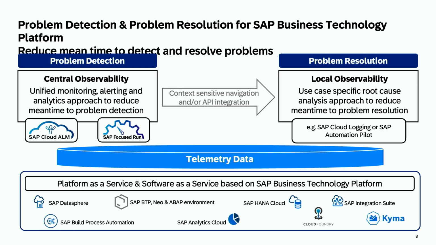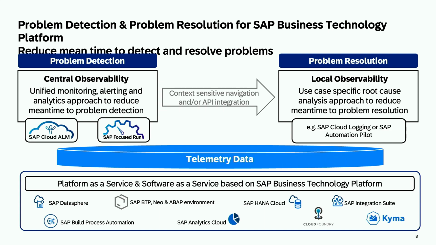First of all, it is important to distinguish between problem detection and problem resolution. For problem detection, we use central observability with SAP Cloud ALM, potentially in combination with Focused Run. For local observability, meaning problem resolution, where we go deep into the details and which is more of a developer activity, we use local tools provided by BTP. Examples are the BTP cockpit or the Cloud Logging service.